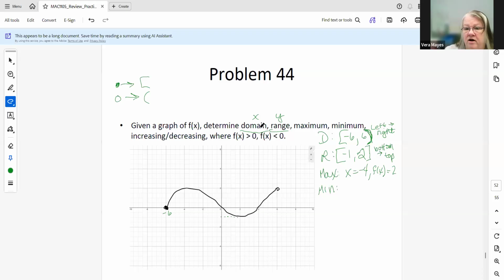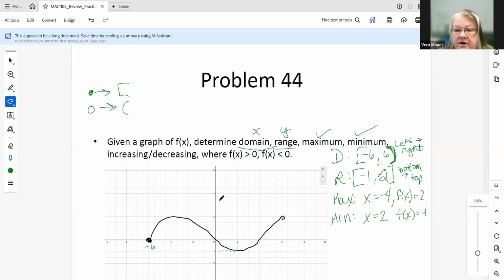The minimum point we said was down here. That was the lowest. When we use these, we used them to also find our domain and our range. So the smallest y value is at -1, and that occurs at x is 2. So those are our maxes and mins. All right, now increasing and decreasing. A little bit bigger here.